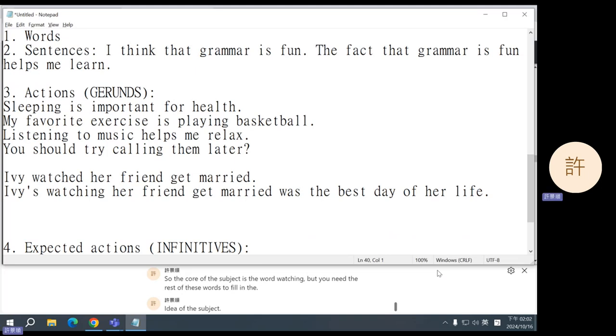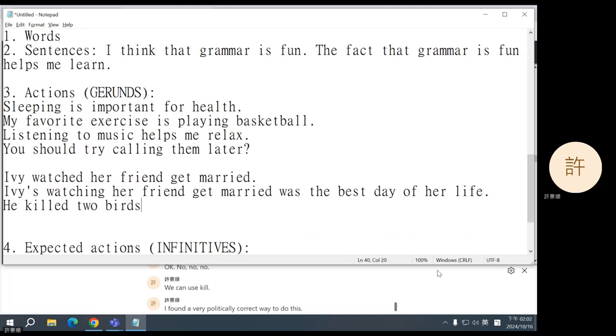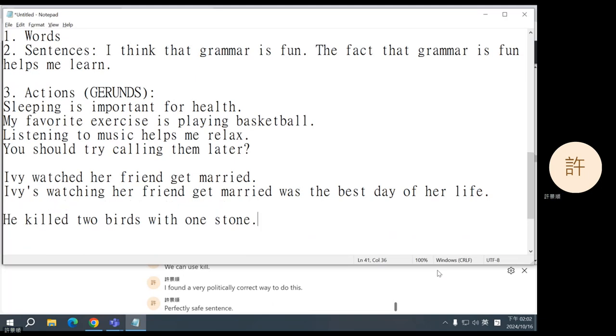Okay, somebody give me another verb. 再给我一个动词. Let's not use kill. Okay, no, we can use kill. I found a very politically correct way to do this. Ta-da! Perfectly safe sentence. Let's turn this sentence into an object.